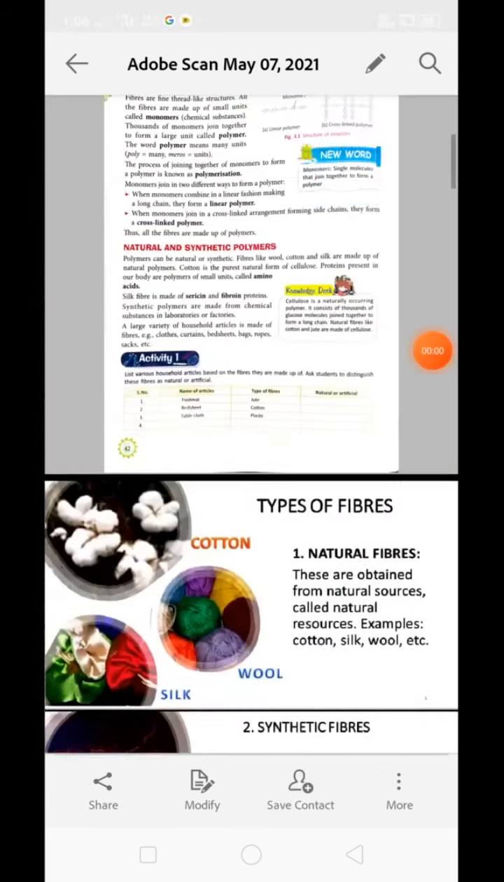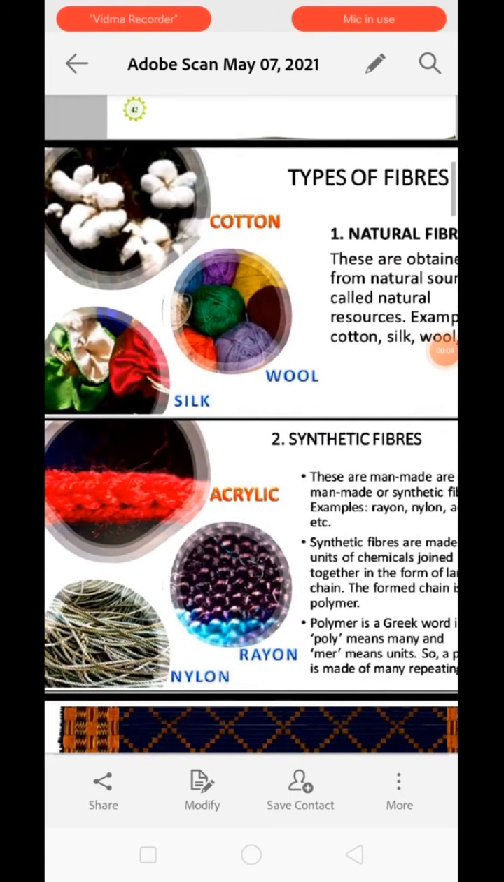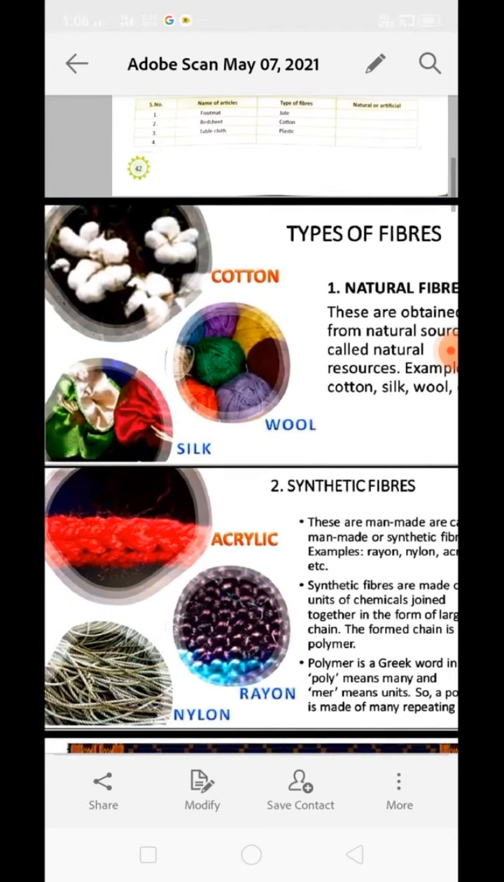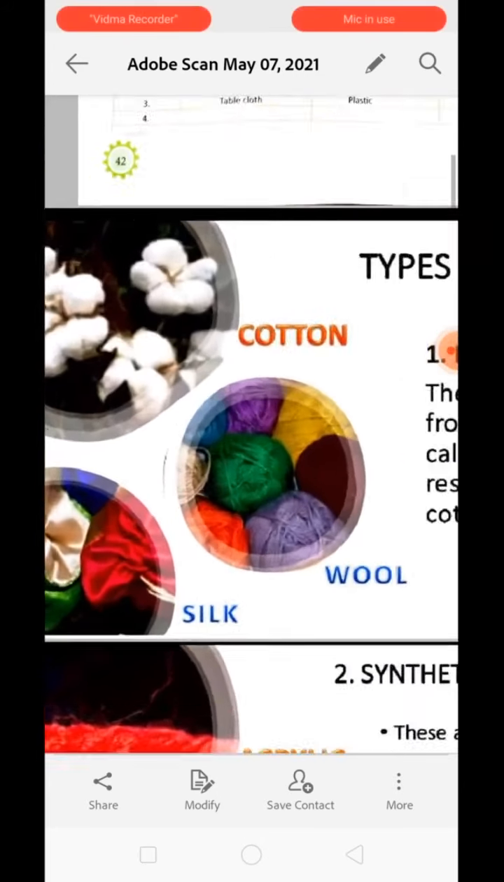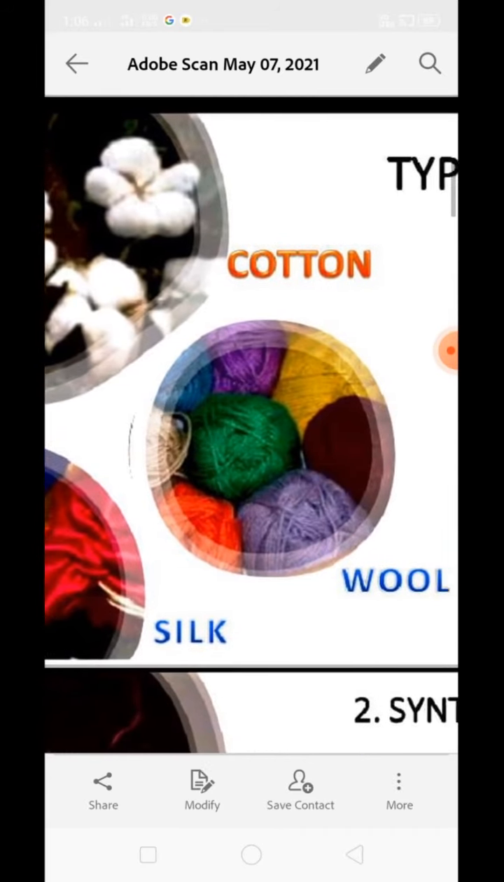Understood? Now see, we have over here certain examples of natural fibers as well as synthetic fibers. What do we have over here? Cotton. It is an example of natural fiber. And this is wool.